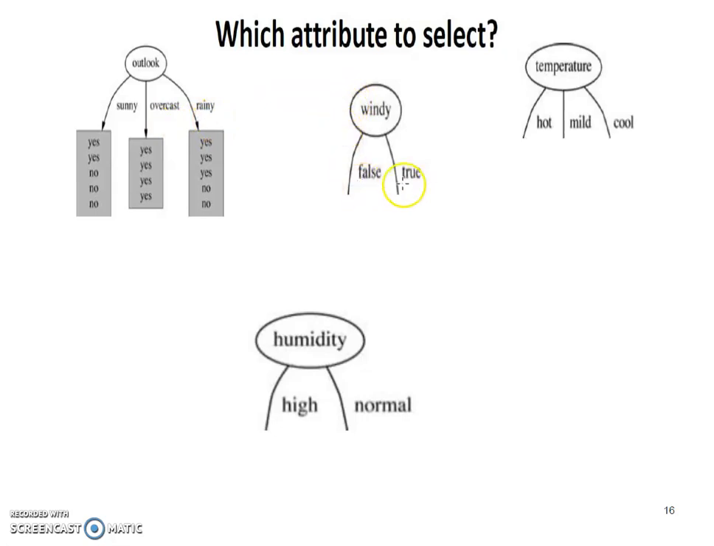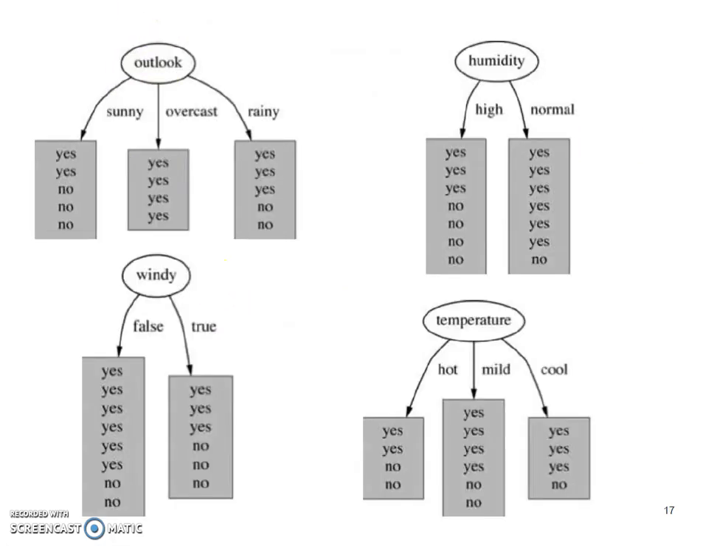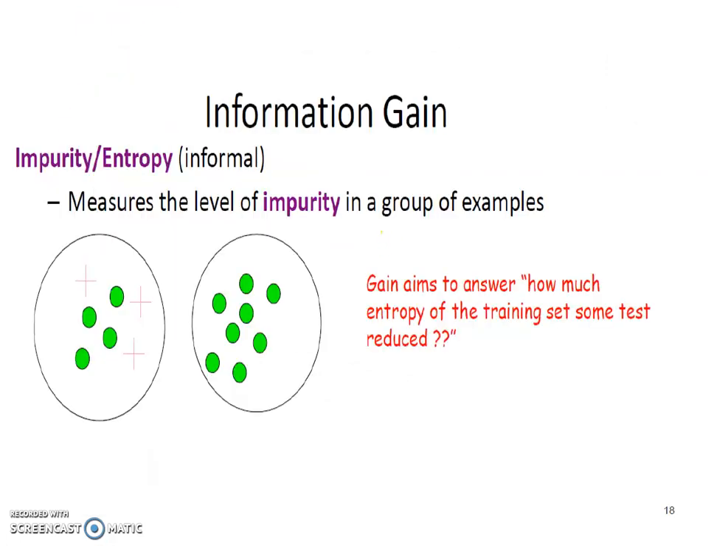Windy, whether it is windy or it is not windy. And what about the temperature? Is it a hot day or a mild day or a cool day? Whether the humidity is high or the humidity is normal. So the different values are yes and no for the different variables, and based on this we will start making use of the variable information gain.